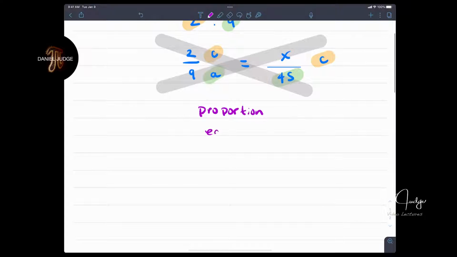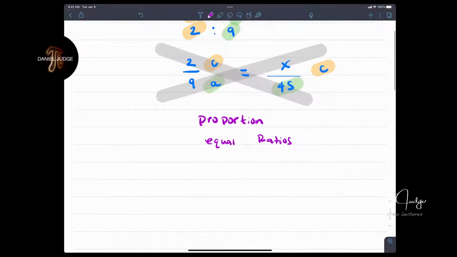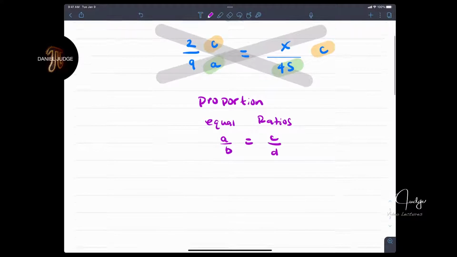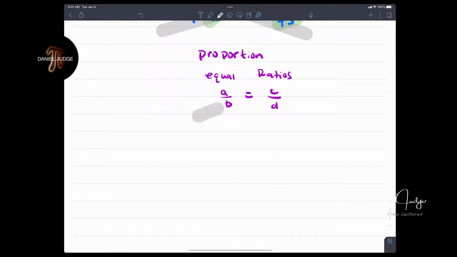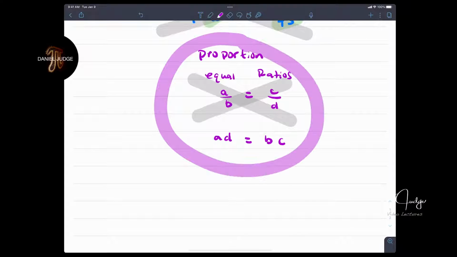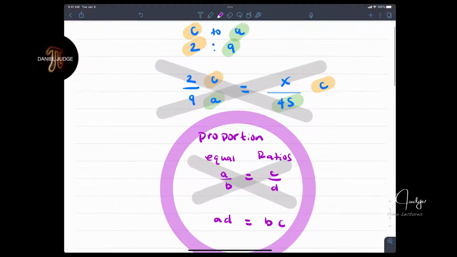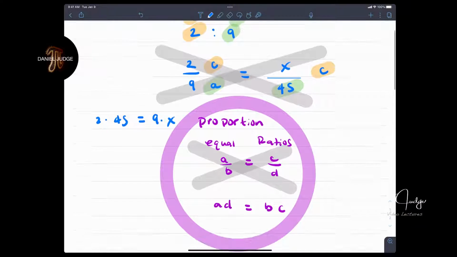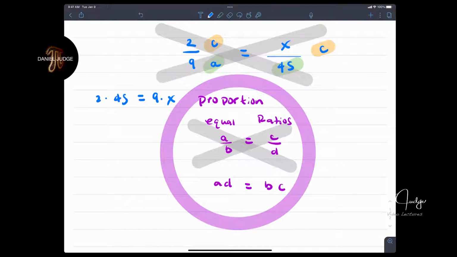These are equal ratios. And so what you want to do is cross multiply. Even though I lectured on this, A over B equals C over D, we'll just remind folks that this relationship is equivalent to AD equals BC. So when we do that algebra, cross multiplication, this is 2 times 45 equals 9 times x.